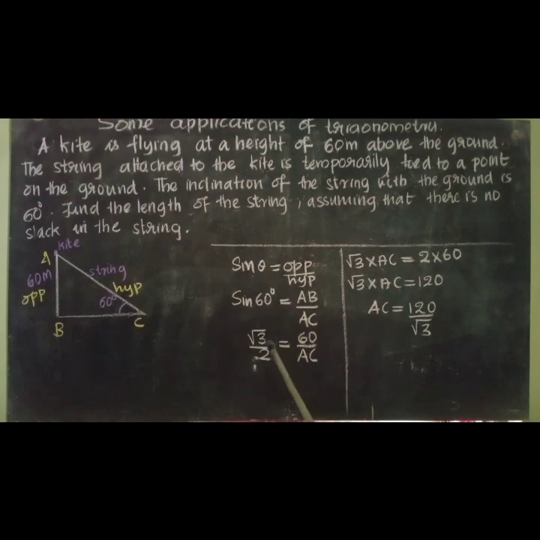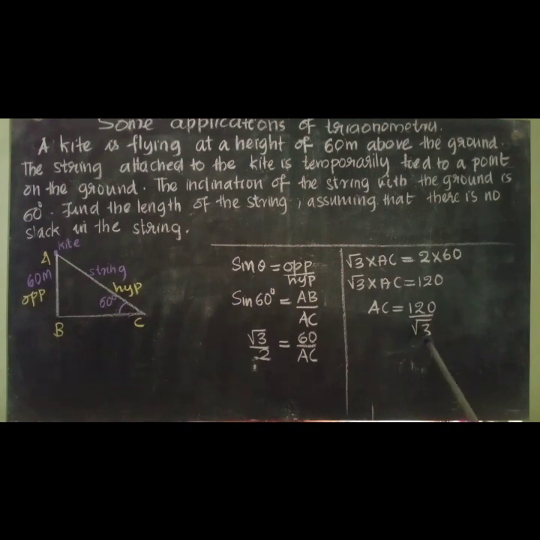Sin 60 degree we know it is root 3 by 2. AB is given in the question, it is 60 meter. So we can write root 3 by 2 equal to 60 by AC. Let us cross multiply. We get root 3 into AC equal to 2 into 60. That is root 3 into AC equal to 120. AC equal to 120 by root 3.